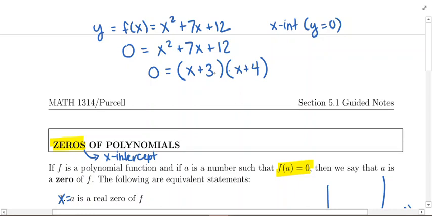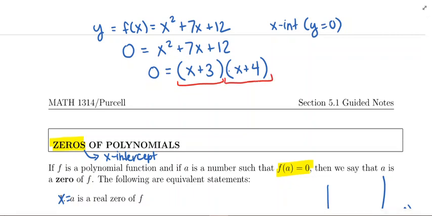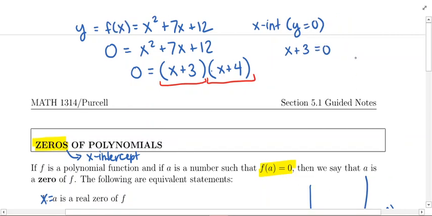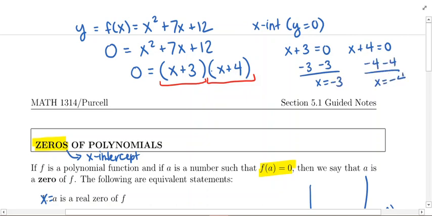Again, we're after the x-intercepts. We're factoring to get there. Once we've factored, we need to take each factor, which are the things we're multiplying together, set them to 0 and solve. One factor is x plus 3, set it to 0. The other factor is x plus 4, set it equal to 0 and solve. So you're going to get two x-intercepts here, negative 3 and negative 4.